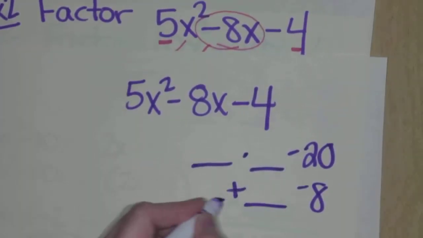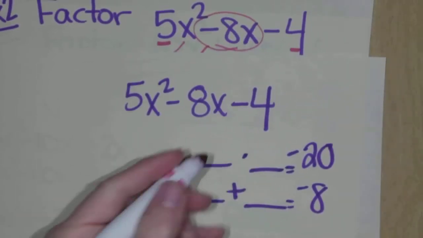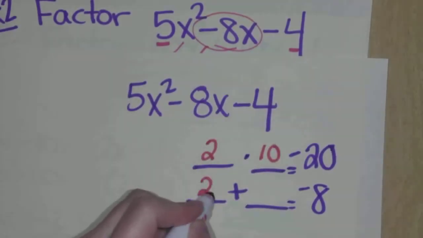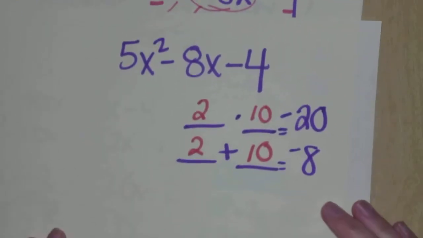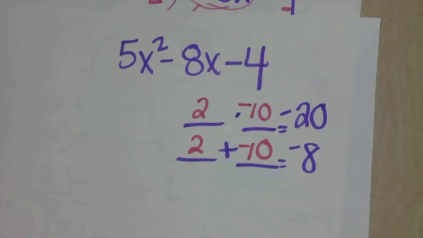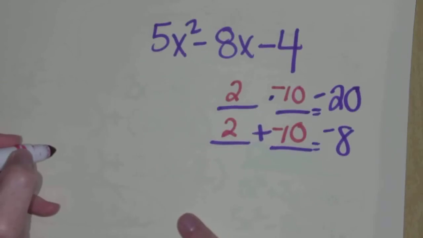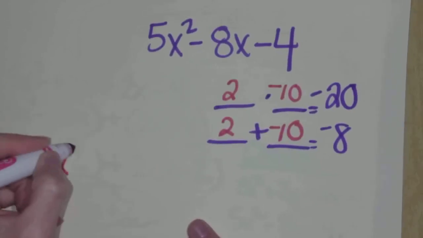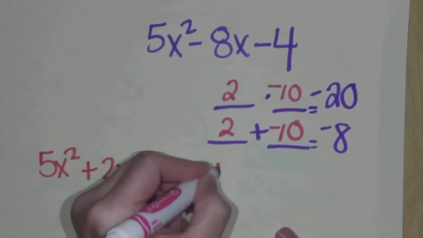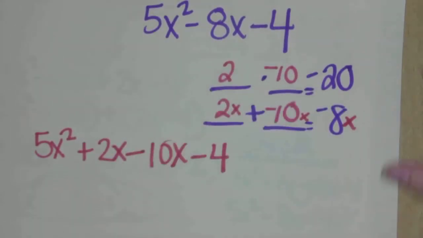Suppose we had switched the order of our numbers. Suppose instead of putting the 10 first, we had put the 2 first, and then the 10, like this. And then we would have made the 10 negative, like so. When we went to rewrite this trinomial, it would have looked like this. 5x squared plus 2x minus 10x minus 4, because these would have been, of course, my x's, right?